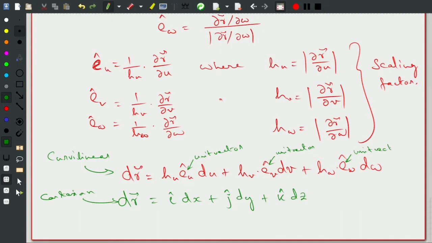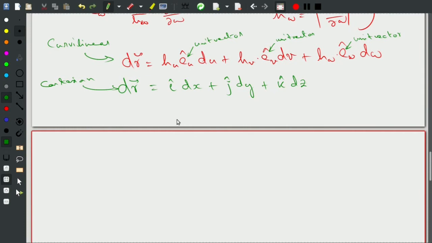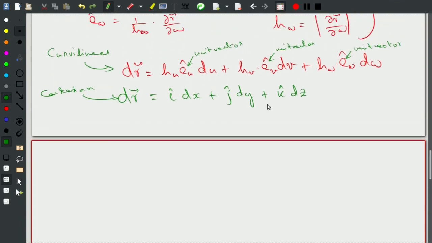So this is also a unit vector. Similar to i, j, k in the Cartesian coordinate system, these e_u, e_v and e_w are the unit vectors in the curvilinear system. Before proceeding further, let's work out some simple examples so that we can get the idea of this curvilinear system. As I told already, it is a generalized coordinate system. We can derive any form of coordinate system from the curvilinear system.